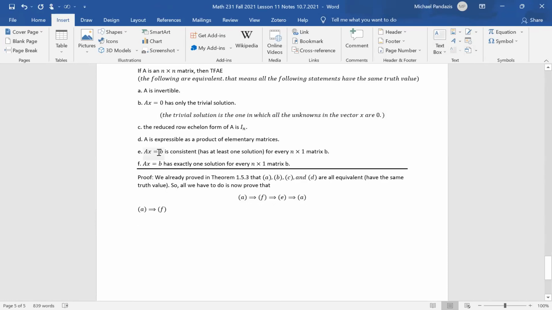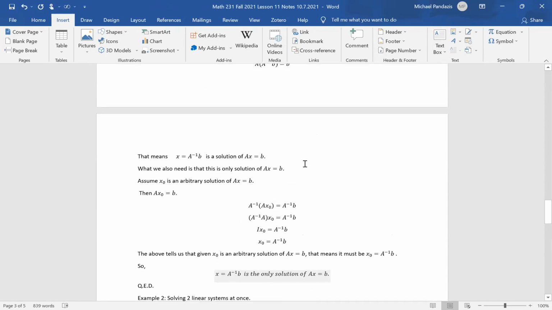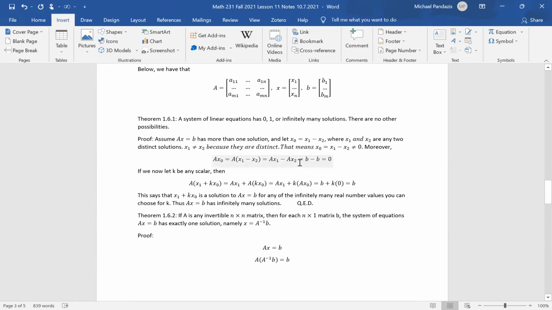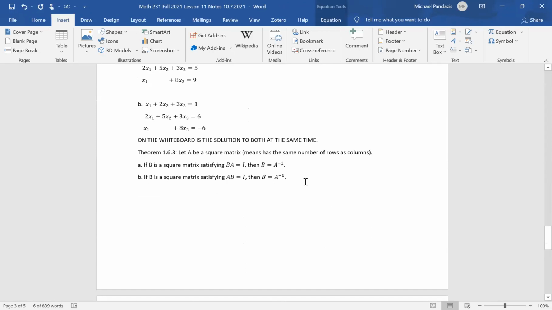We want to show that if A is invertible, then AX equals B has exactly one solution for every n by 1 matrix B. But theorem 1.6.2 said if A is any invertible n by n matrix, then for every n by 1 matrix B, the system of equations AX equals B has exactly one solution. If A is any invertible, so you're assuming it's invertible, then AX equals B has exactly one solution.